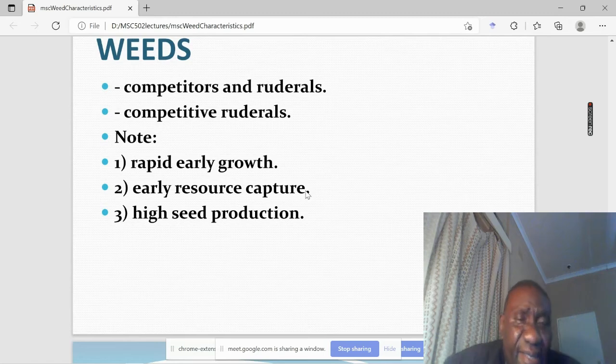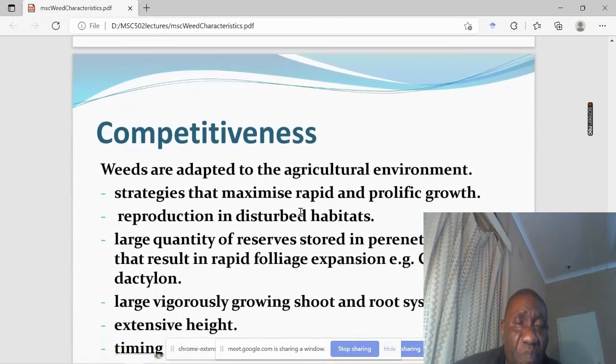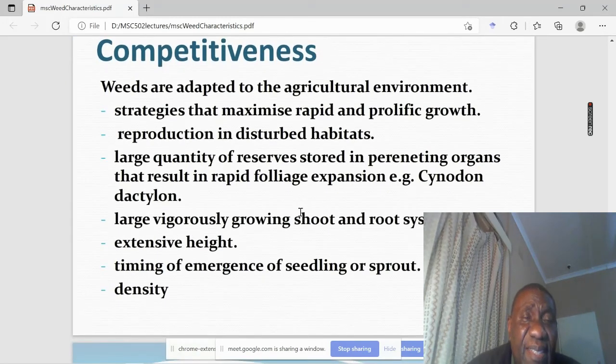So, what are the characteristics of these plants? They have a rapid early growth. They grow very fast. Then they capture resources early. They have high seed production. These are some of the traits which we want in a crop. So let us talk about this trait, competitiveness, because weeds are endowed with competitiveness. They are capable of taking nutrients better than the crop and also harvesting sunlight better than the crop. So weeds are adapted to the agricultural environment.